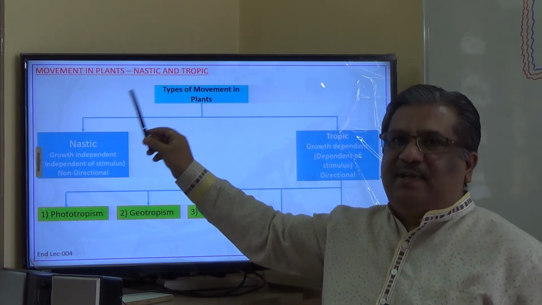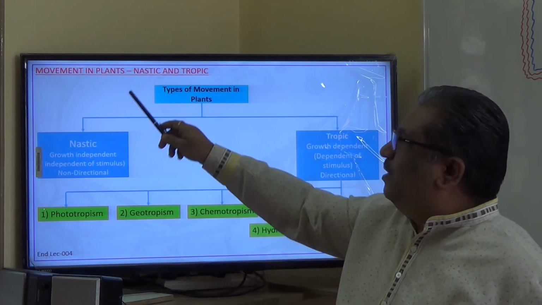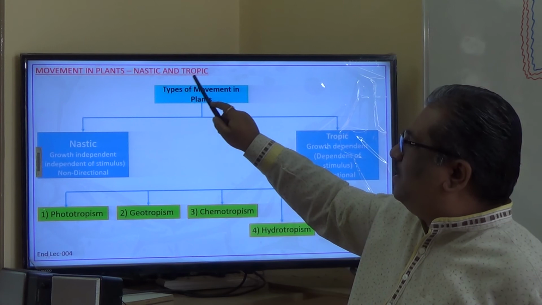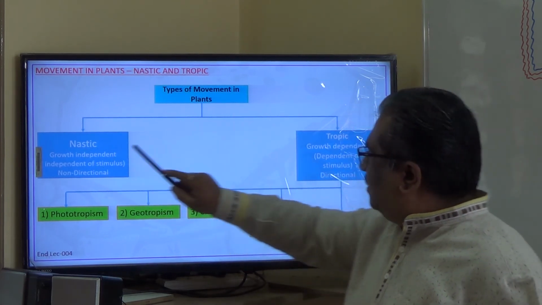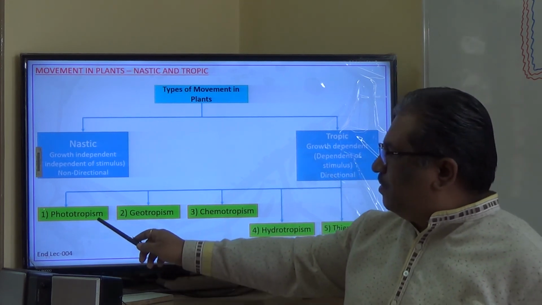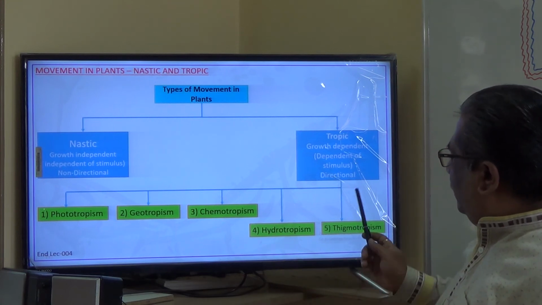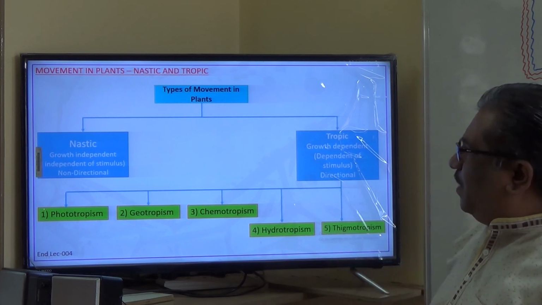Finer classification in the plants, movement of the plants. Therefore, the types of movements in plants can be classified as nastic and tropic movements. Again, in tropic movements, you have phototropism, geotropism, chemotropism, hydrotropism, and thigmotropism. These are the 5 categories of tropic movements.